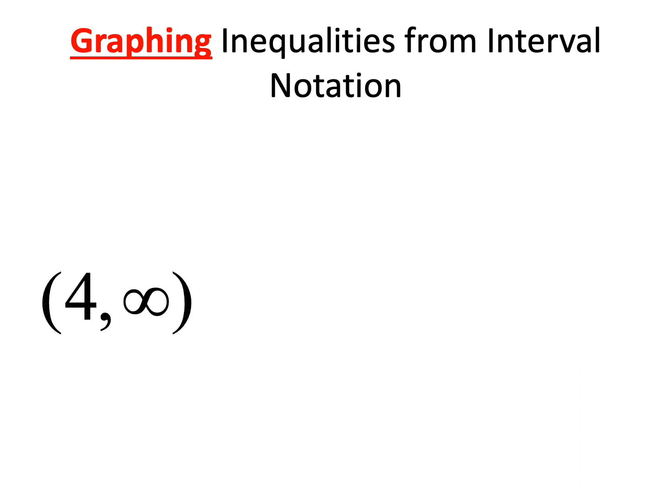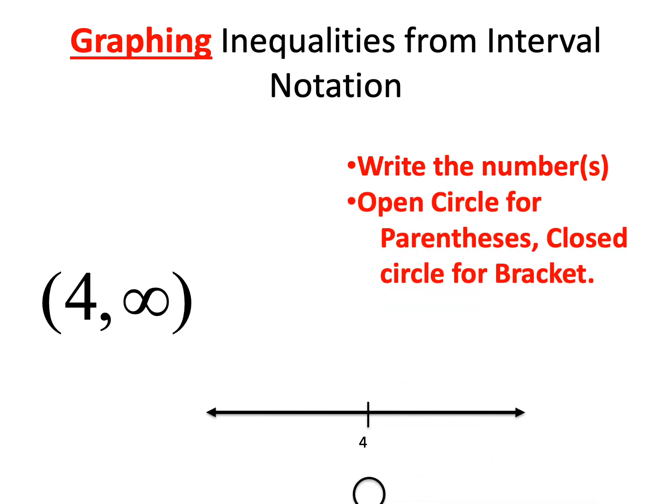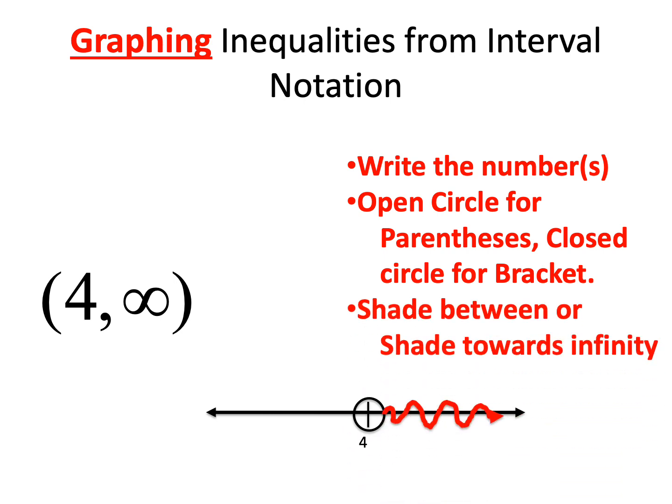Let's see this again. Ooh, we got an infinity involved. So all we need is one number, just that one number. Look at the 4. Does it have a parentheses or a bracket? It's got a parentheses, so that would be an open circle. And then we're going to positive infinity. So just shade to positive infinity and you're done.